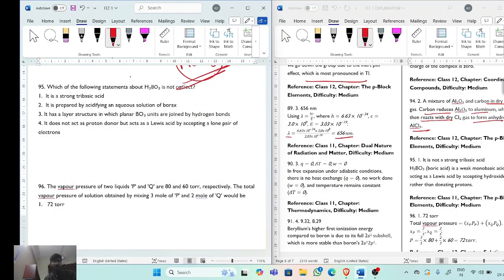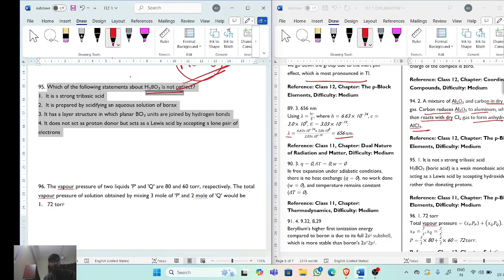Now comes to question number 95. Which of the following statements about H3BO3 is not correct? First, it is a strong tribasic acid. It is prepared by acidifying an aqueous solution of borax. It has a layered structure in which planar BO3 units are joined together by hydrogen bonds. It does not act as a proton donor and acts as a Lewis acid by accepting a lone pair of electrons.